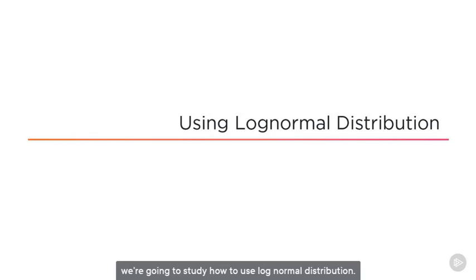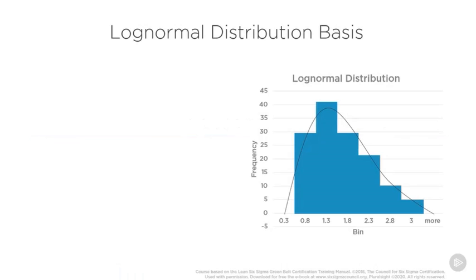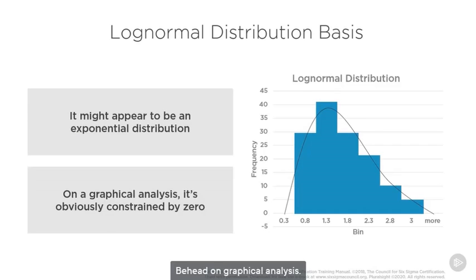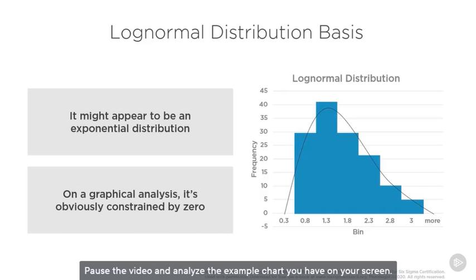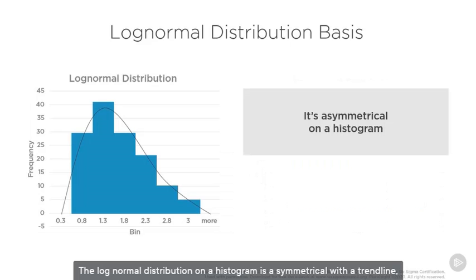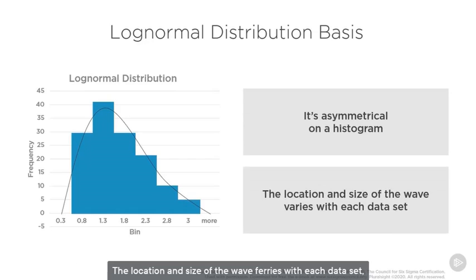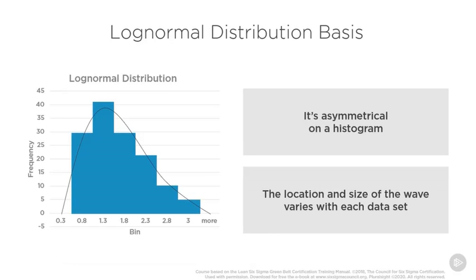In this video, we're going to study how to use log-normal distribution. At first, the log-normal distribution might appear to be an exponential distribution, but on graphical analysis, it is obviously constrained by zero. Pause the video and analyze the example chart you have on your screen. The log-normal distribution on a histogram is asymmetrical, with the trend line appearing more as a wave that moves across the page. The location and size of the wave varies with each dataset, and the shape can even be very different from the one you are seeing right now.